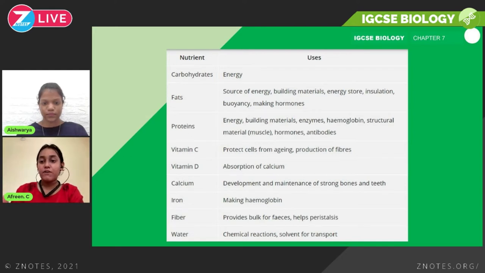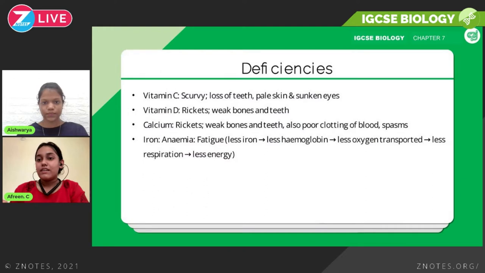And then there's fiber. Fiber provides bulk to your food, and so it helps in peristalsis and basically helps in pushing feces out. So a lack of fiber in the diet would cause constipation. And then there's water. Water is a solvent for transport. It's needed in chemical reactions inside your cells. So water is a no-brainer. It's needed for keeping us alive and healthy.